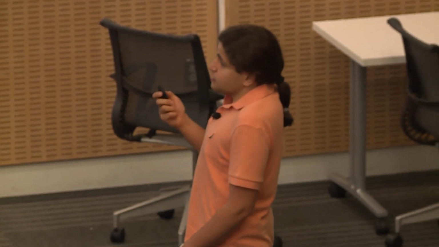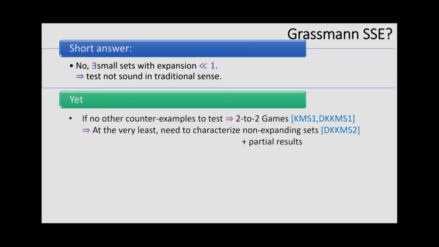And we're very optimistic about it. We thought that maybe these are the only examples, at least morally speaking. And we were able to prove the following statement. If there are no other counterexamples to the test, then you do get the 2-to-2 games conjecture. So I'm hiding a lot of things here, but this is the best thing you can hope for, at least in the current picture.